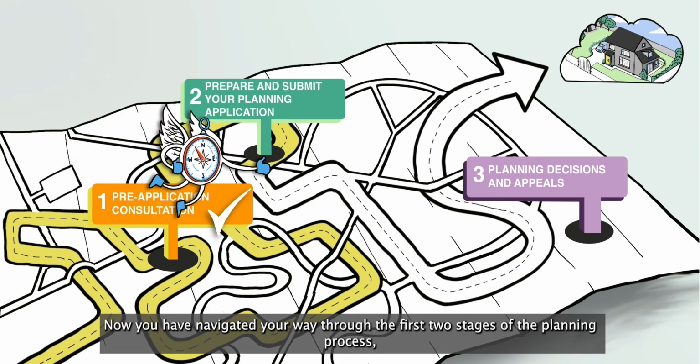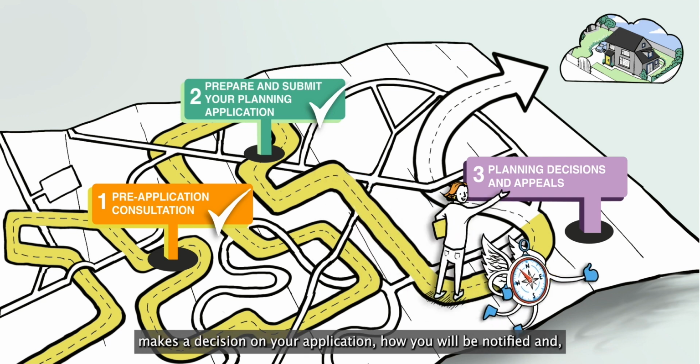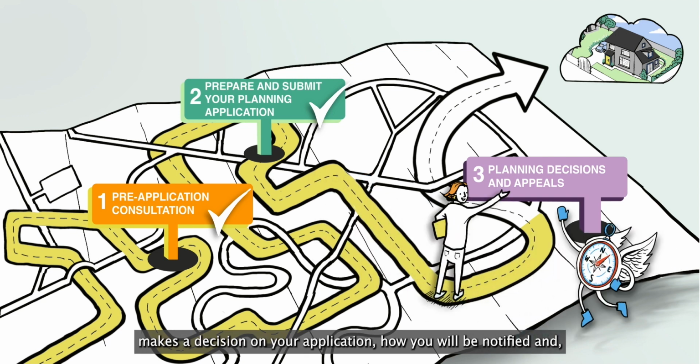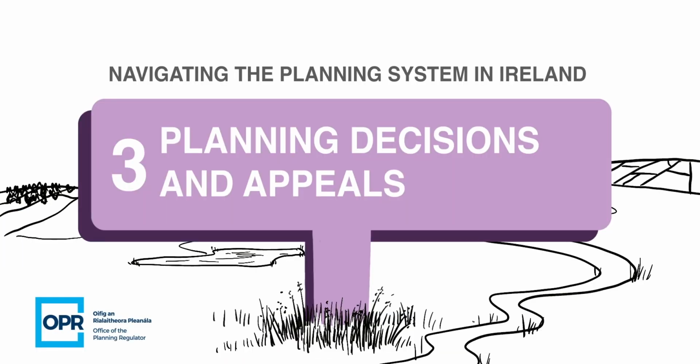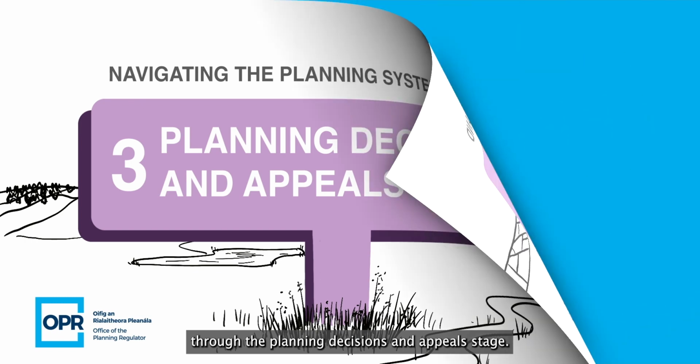Now you have navigated your way through the first 2 stages of the planning process. We will explain what happens when your local planning authority makes a decision on your application, how you will be notified, and, should you wish to do so, how you can appeal the decision. Please visit the next video in our series for a step-by-step guide through the planning, decisions and appeals stage.